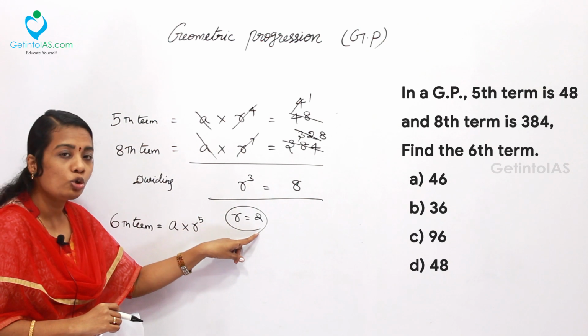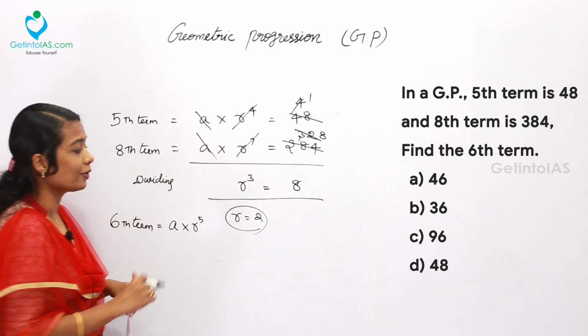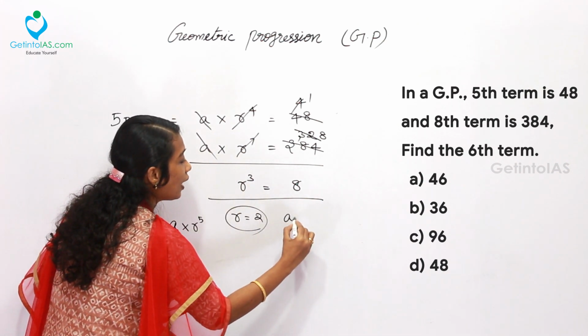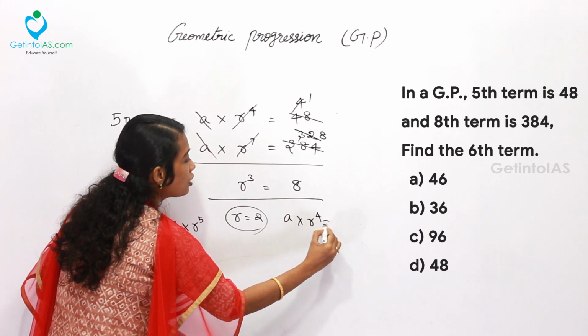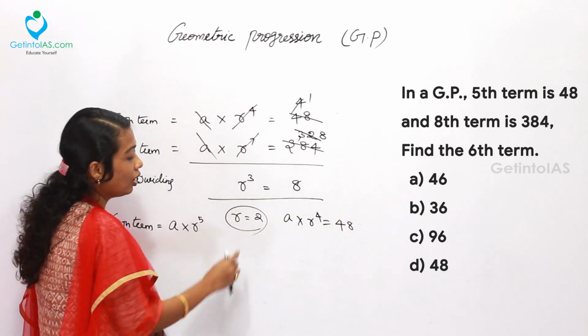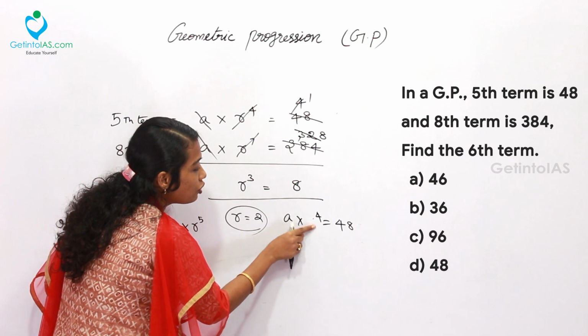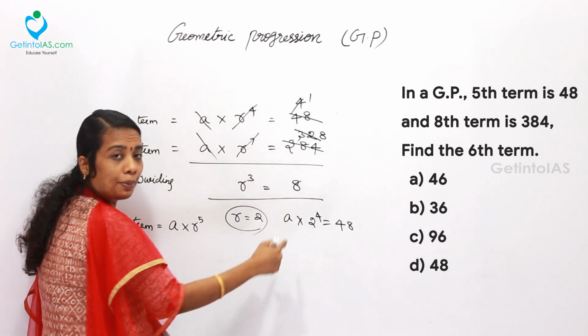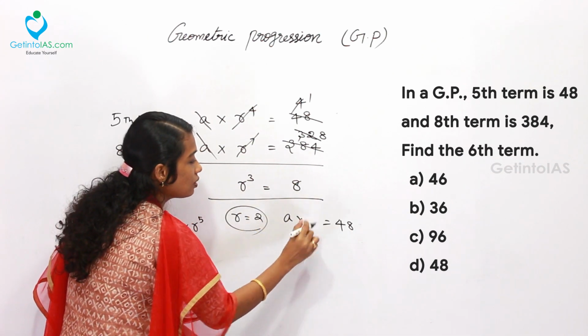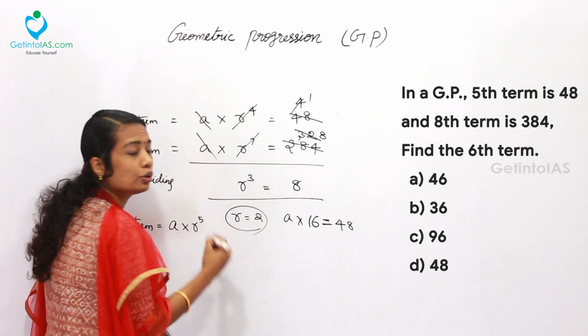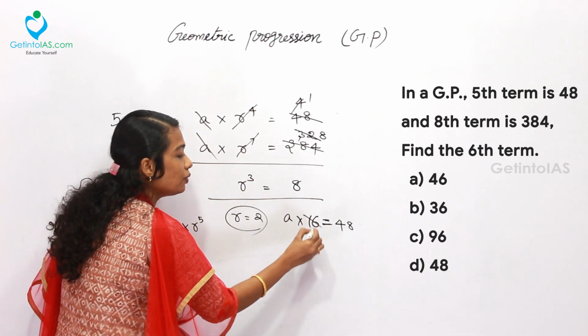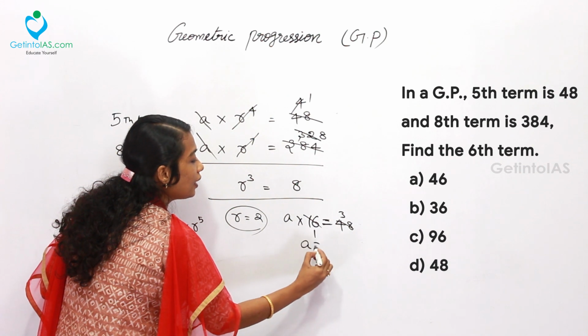Simply you want to substitute the value of R in the first or second equation. I am taking the first equation. A into R power 4 is equal to 48, which is given in the question. R we know is 2. Simply you can substitute 2. What is 2 power 4? 2 power 4 is 16. Simply you can write A into 16 is 48. What is A? 16 one time, here 3 times. Simply A is 3.